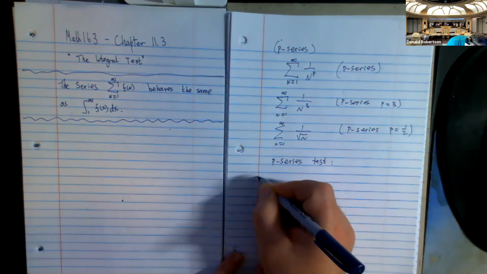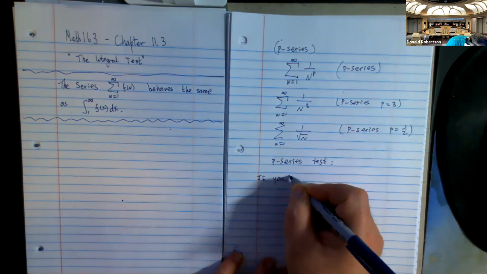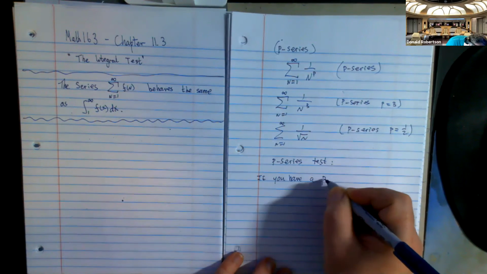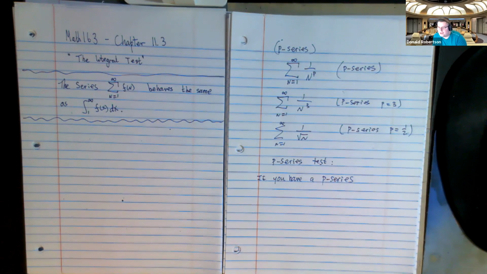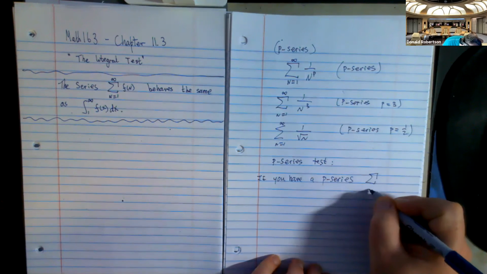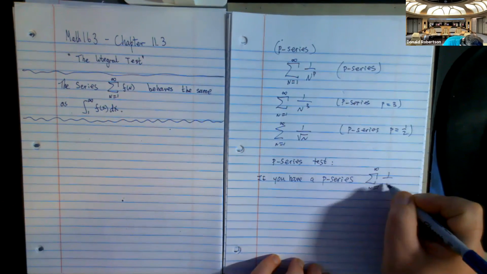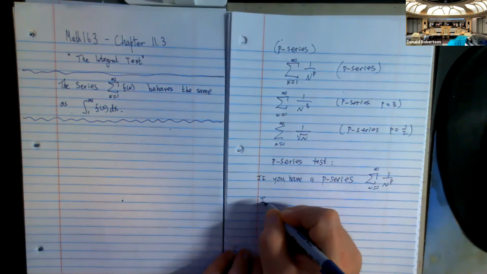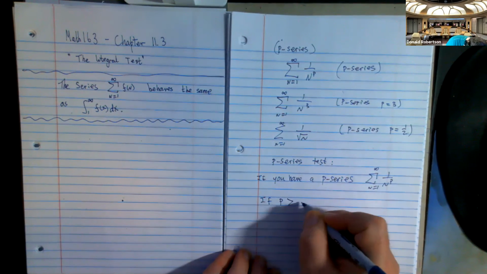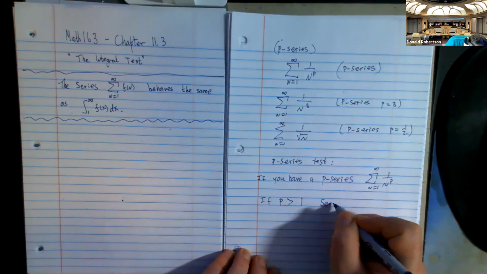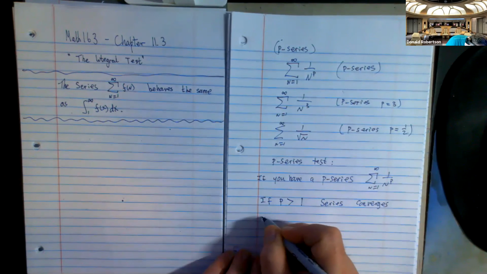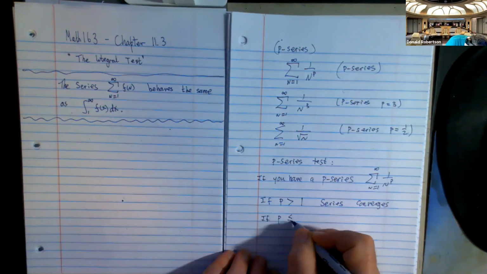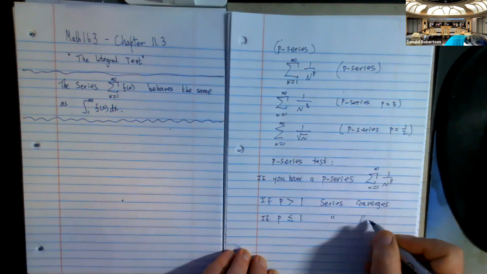And what it says is, if you have a p-series, so it's pretty obvious that the p-series test only works with p-series, right? But if you have a p-series, n equals 1 to infinity, let's call it 1 over n to the p. If p is greater than 1, the series converges. And if p is less than or equal to 1, the series diverges.